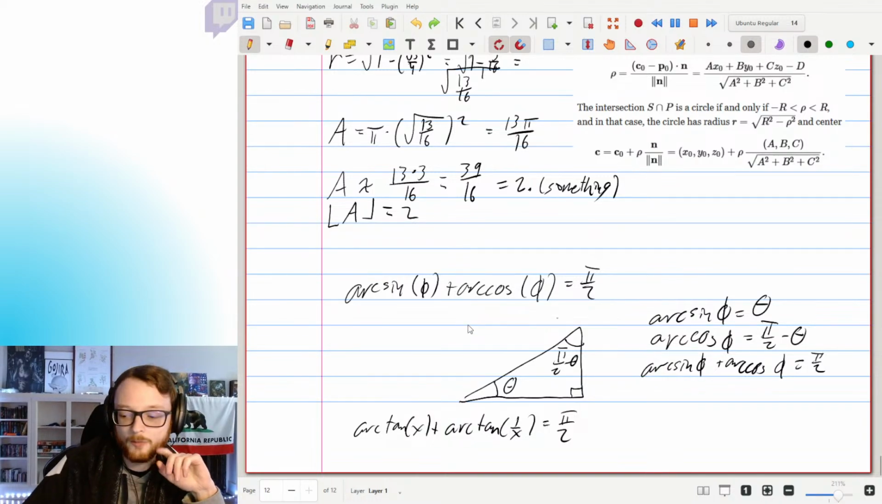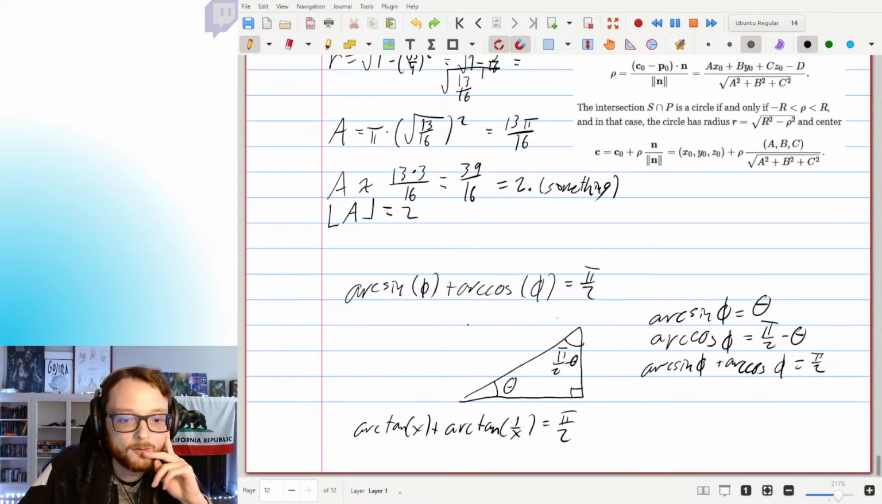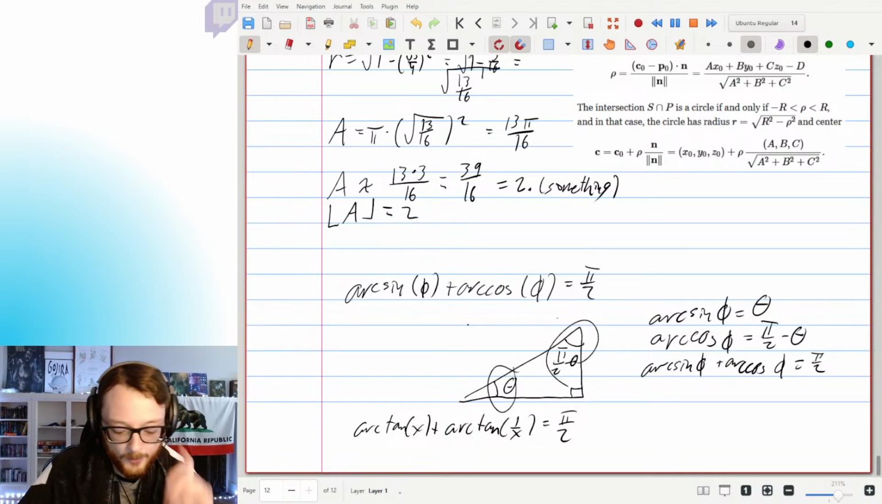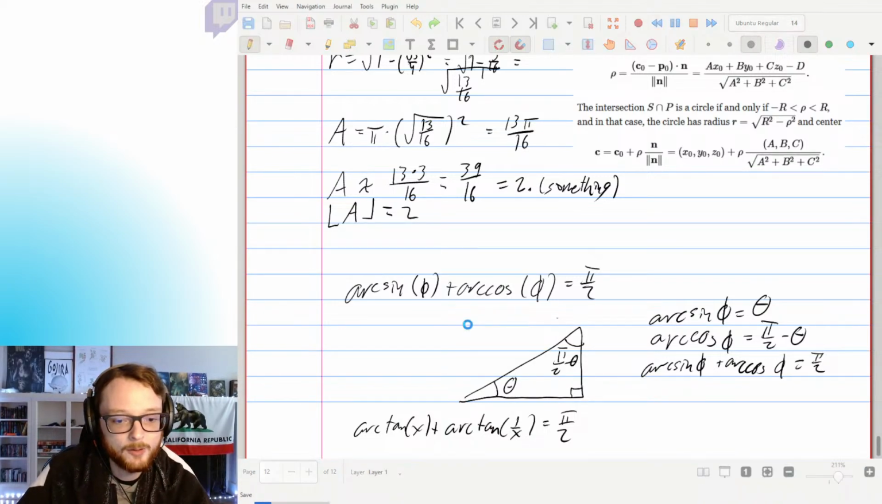But I think they all rely on the same idea where you're just taking opposite angles on the same right triangle. That's all it really comes down to, I think.